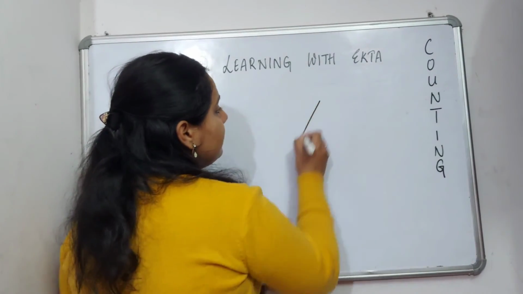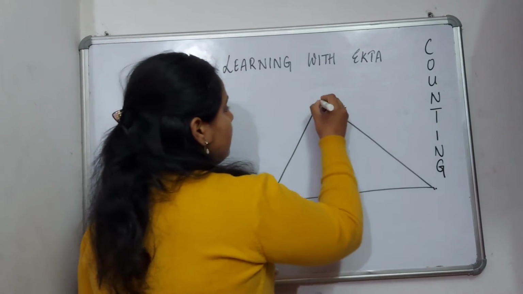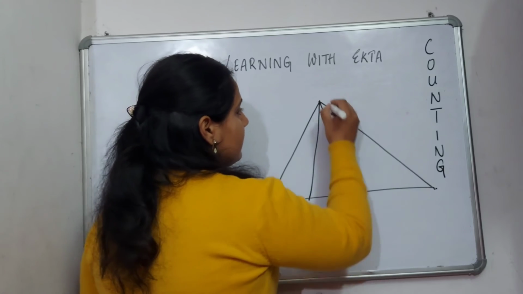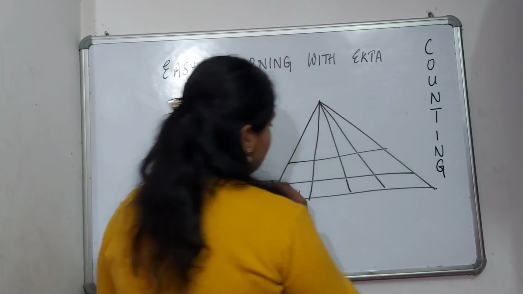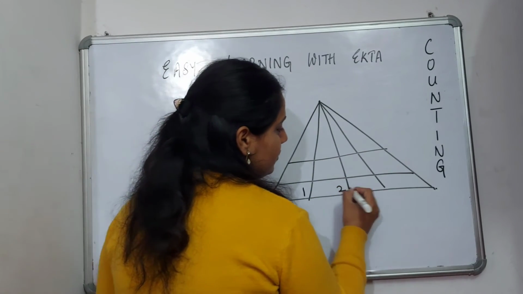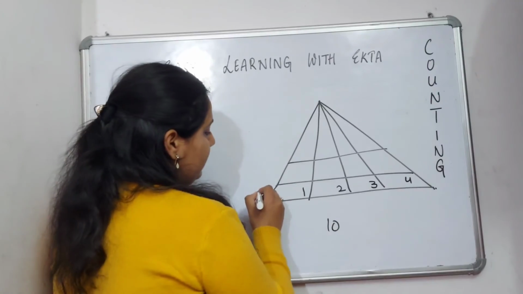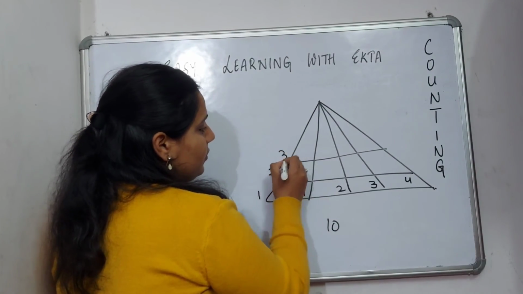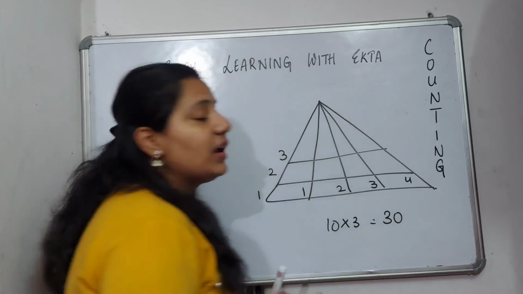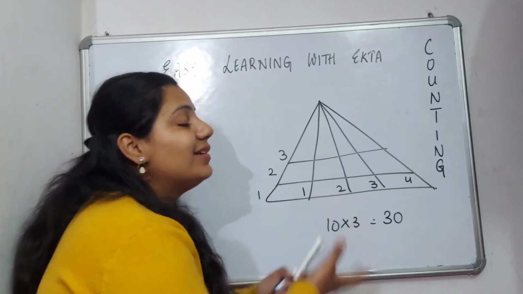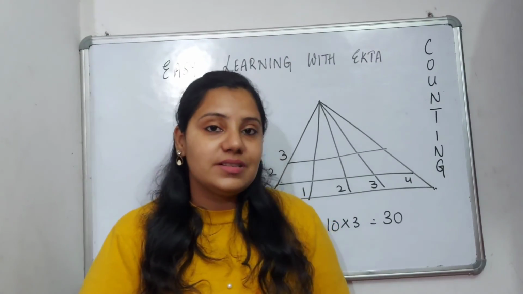So let's see that. 1, 2, 3, 4, that means 10. And if I talk about this, 1, 2, 3. So 10 multiplied by 3. That means this triangle will have 30 triangles in it. I hope this trick will help you in solving questions like these.